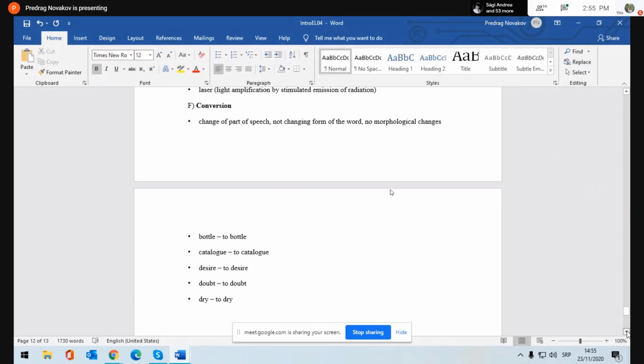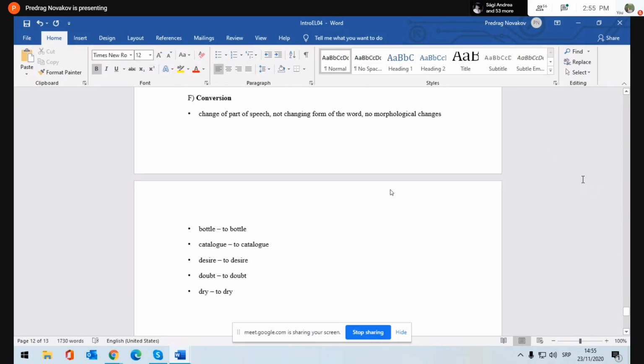Okay, conversion is a very simple process. You change the part of speech, but you do not add anything. You do not change the form of a word. You do not have any morphological changes. Let me add a comment.